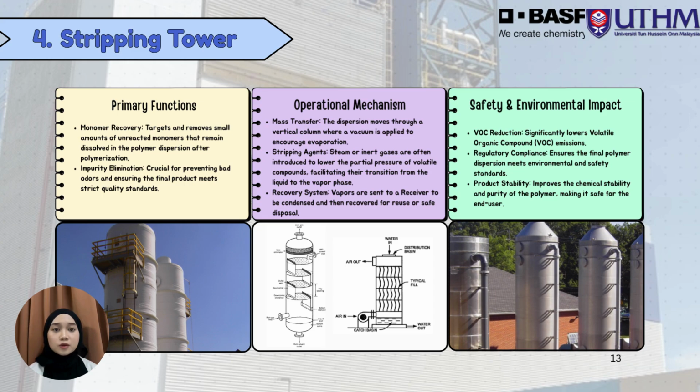The vaporized monomers are then sent to a receiver where they are condensed and recovered for reuse or disposed of safely. The stripping tower provides several important benefits. It significantly reduces volatile organic compound, or VOC, emissions, helping the plant comply with environmental regulations. It also improves the purity, stability, and safety of the final polymer dispersion, ensuring that the product meets BASF high quality standards.